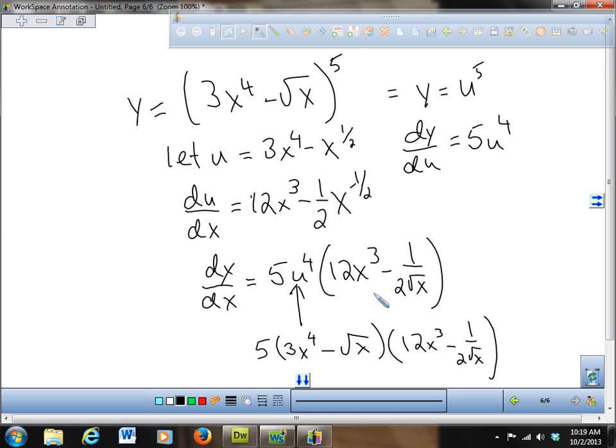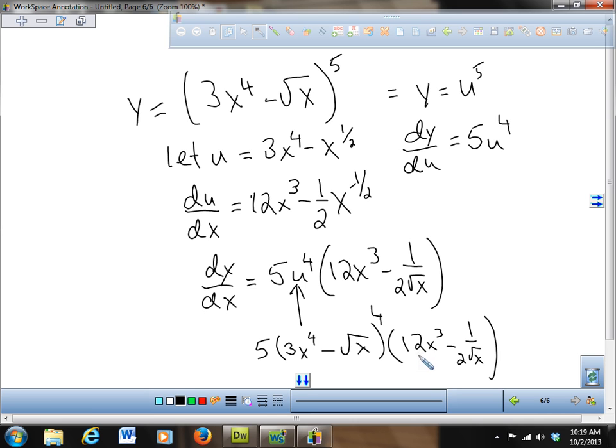Yes, sir? With the second term, after the 5, would that be to the fourth too? Oh, sorry. You're right, that's not 4th. Okay, there should be a 4th. Thank you. So we'd be fine with that answer. You don't have to simplify that answer. It's just showing that you know the chain rule.